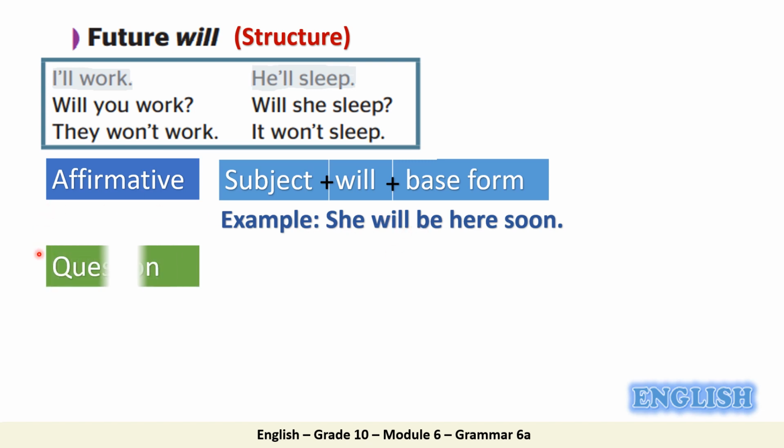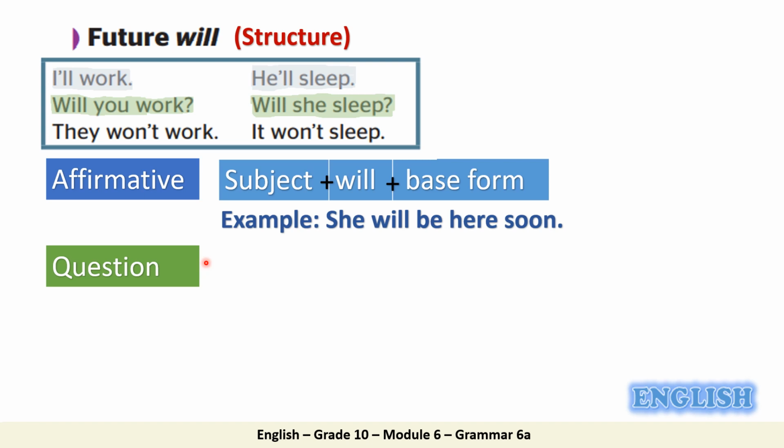Another one is the question. Now let's take a look at the questions we have here. Will you work? Will she sleep? Now pause and write down the rule that you can figure out from the sentence.